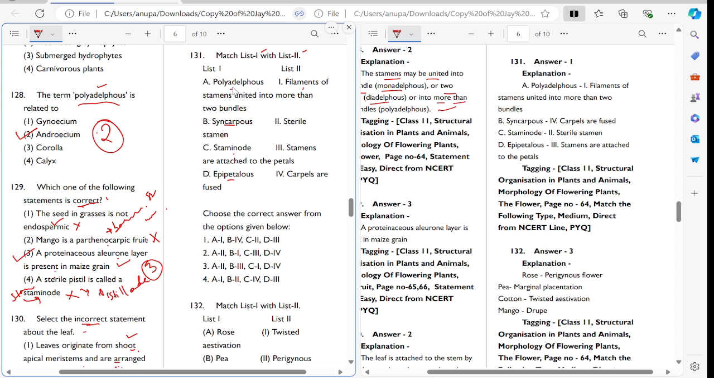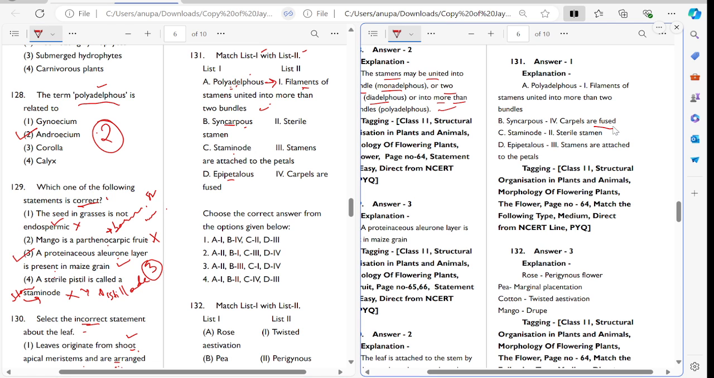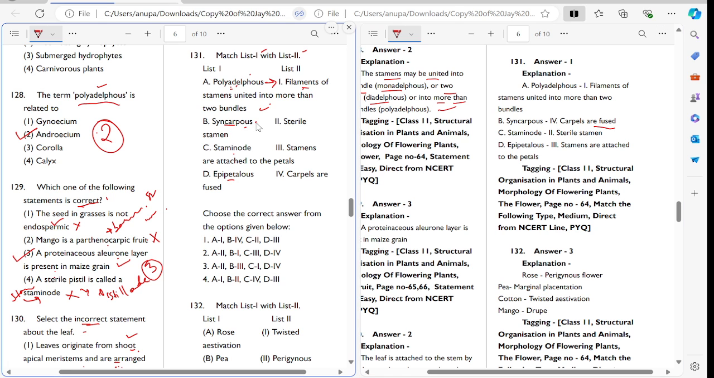So polyadelphous is a term related to androecium, where the filaments of stamens are united into more than two bundles. So A will go with 1. And next is syncarpous. What is syncarpous? Syncarpous is associated with gynoecium, and here the carpels are fused. Syncarpous means carpels are fused. So syncarpous will go with carpels are fused, that is 4.